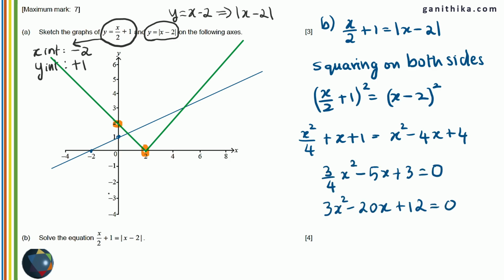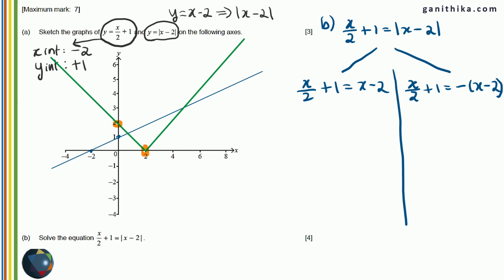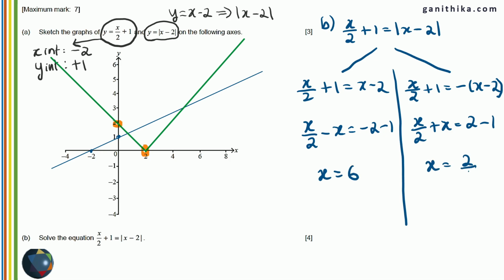You can simplify this further to 3x squared minus 20x plus 12 is equal to 0. After this, you can solve the quadratic in any way you want. Solving this, you will get x is equal to 2 over 3 and x is equal to 6. This is one of the two methods for solving an equation with absolute value. The second method is changing the right side to plus x minus 2 or minus x minus 2, making two linear equations. Separating them into two linear equations and solving them individually, you will get x is equal to 6 and x is equal to 2 over 3, which is much easier than the squaring method. You can use whichever method you prefer, but this method should be much easier than the squaring method.